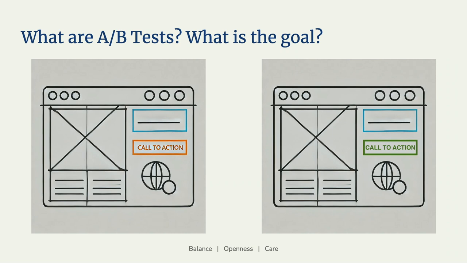You have to be able to measure that in some way. This is done by having some predefined metrics set up based upon what your goal is. So for this example, we have two different colored call to action buttons. One's orange, one's green. Our goal is to have a web page that drives users to perform that call to action. So the way we can measure that is by keeping track of how many clicks we get on the call to action button. And then we would split users randomly into two equal groups and see which call to action is clicked on more frequently.